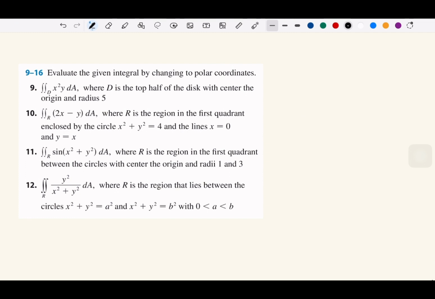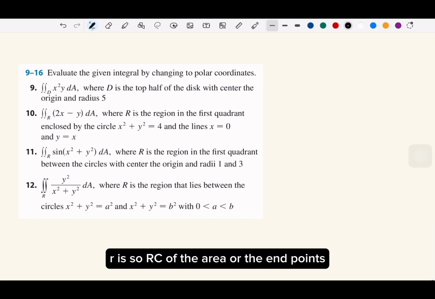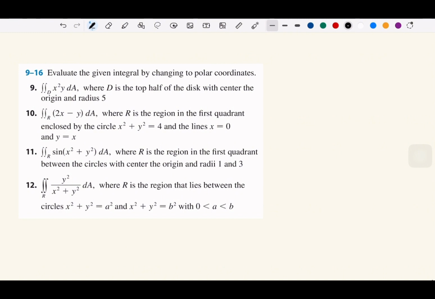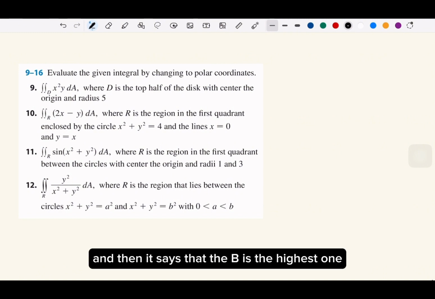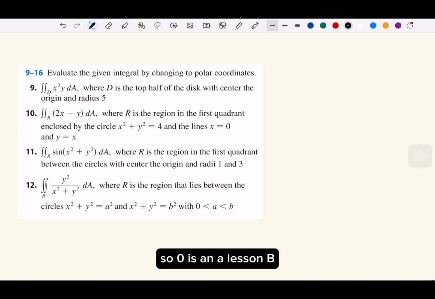Okay, so this is the equation. R is the region that lies between the circles. It has one circle with radius a, and the other circle with radius b, and it says that b is the larger one. So 0 less than a less than b. So these will be the radii. All right, so we could write down.